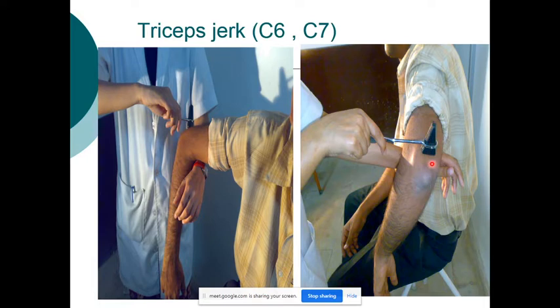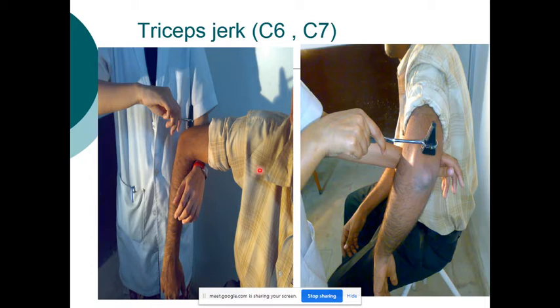Where are you going to hit now is the next question. You have such a big area here. Where are you going to hit it? So this is your olecranon process. Just above the olecranon, you have to hit like this.